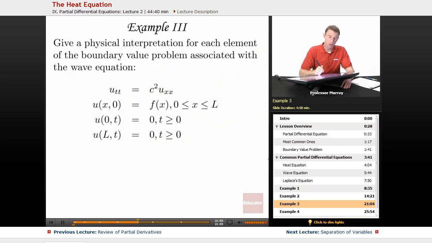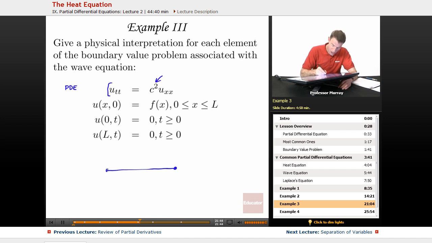So in example 3, we're also going to give a physical interpretation for each element of the boundary value problem associated with the wave equation. So let's see how to interpret each one of these elements of the wave equation. u_tt is equal to c squared u_xx. That's just the partial differential equation for the wave equation. And the only thing that ever changes there is that c squared. c squared is always a constant, but it might be a different constant depending on what kind of material you have in your string.